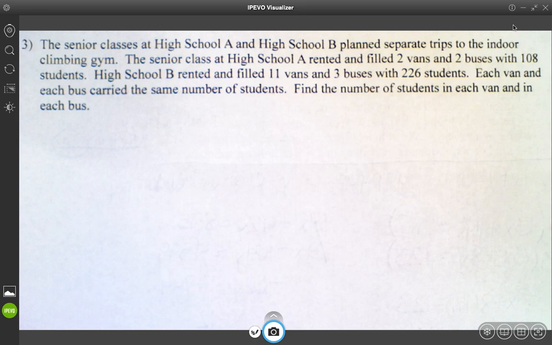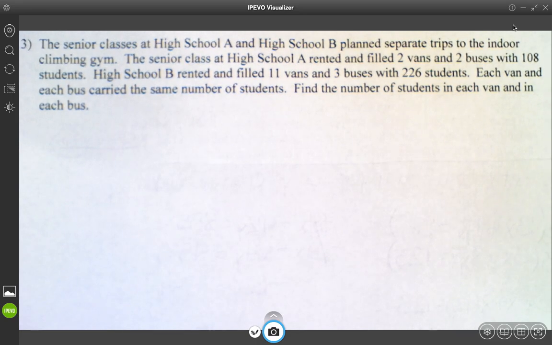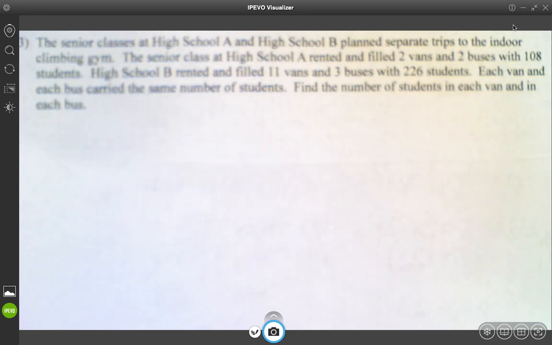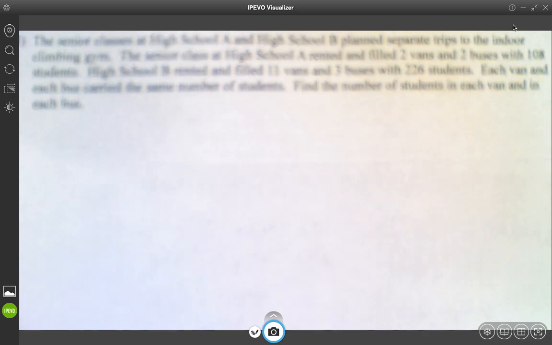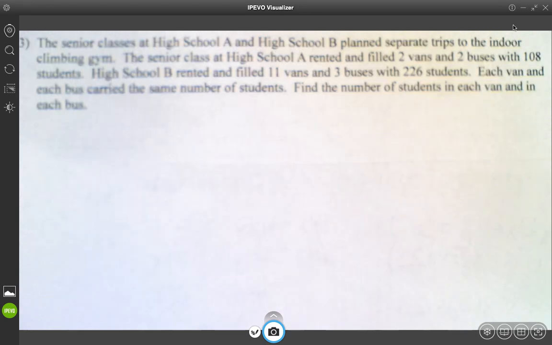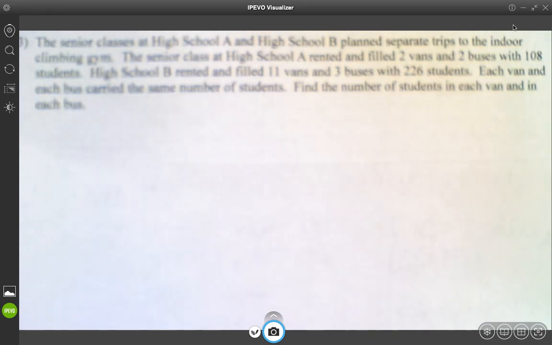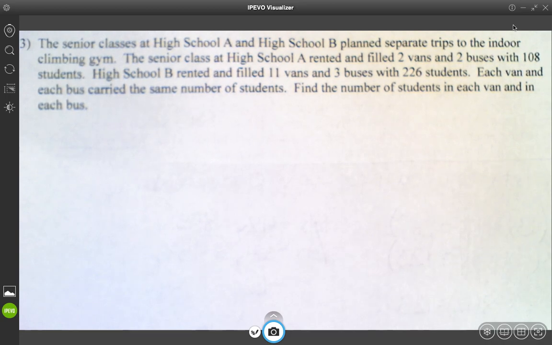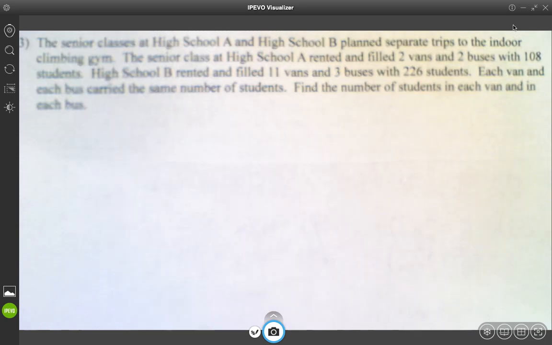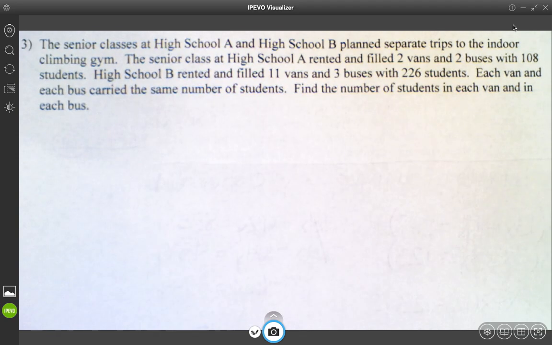All right, so the senior classes at High School A and High School B are planning separate trips to an indoor climbing gym. The senior class at High School A rented and filled 2 vans and 2 buses with 108 students. High School B rented and filled 11 vans and 3 buses with 226 students. Each van and each bus carried the same number of students. Find the number of students in each van and each bus.